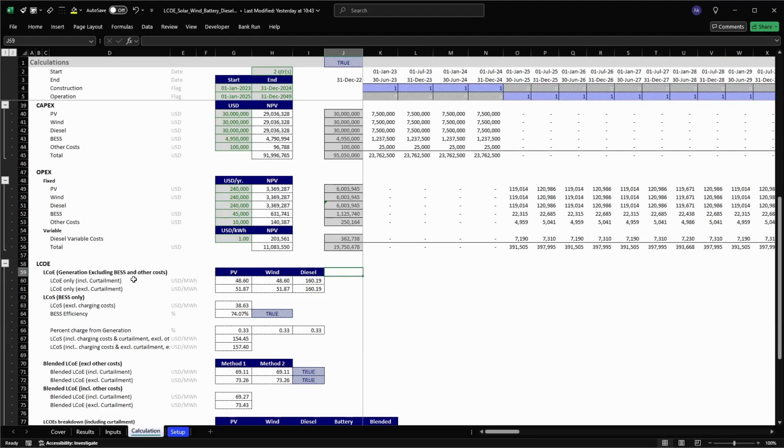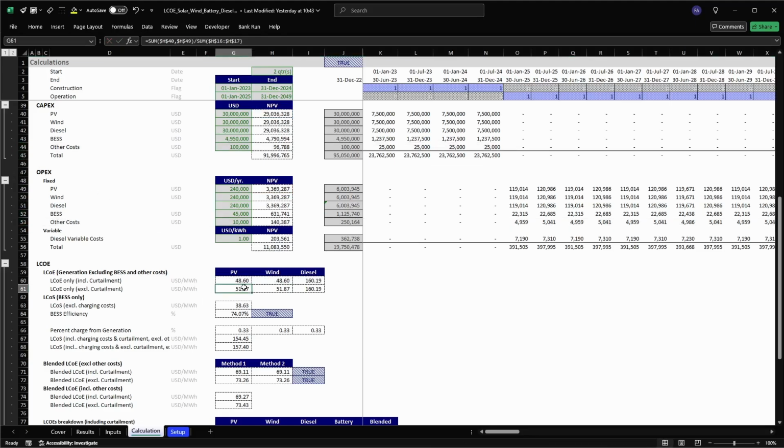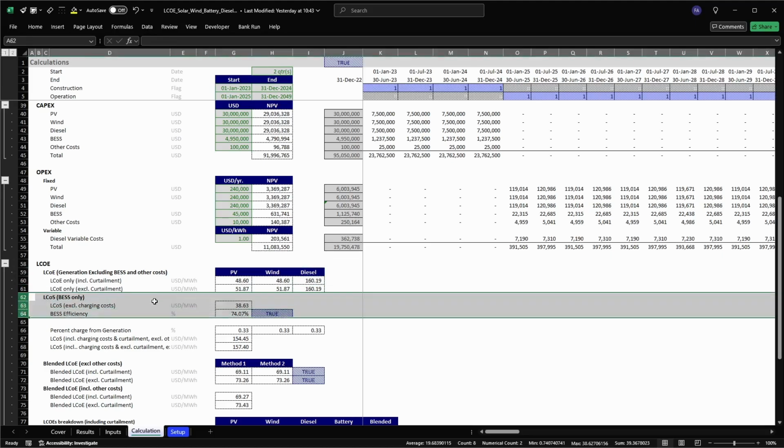Let's get back here. One important thing, as you can read here: I'm calculating the LCOE excluding the battery and other costs, okay? So I'm not considering the capex of the other costs, which is in this row here, neither the opex. None of them is being considered. So this is the LCOE only for the PV asset, only for the wind asset, and only for the diesel asset. All right? Cool. Now we're going to calculate the LCOS only for the battery.